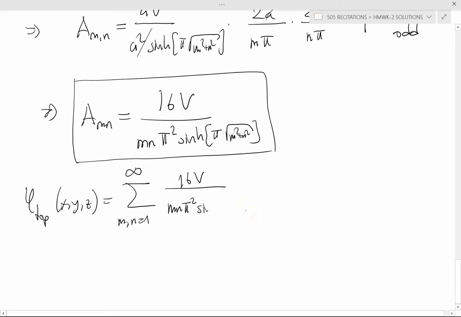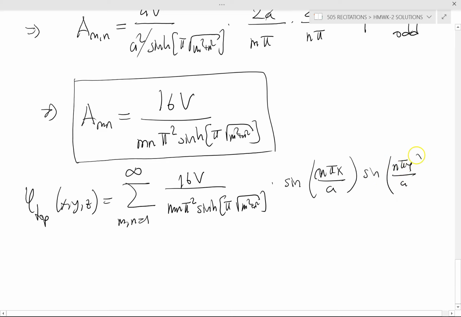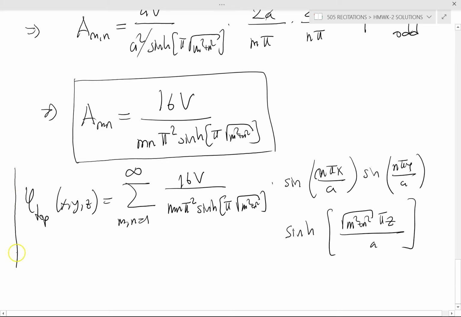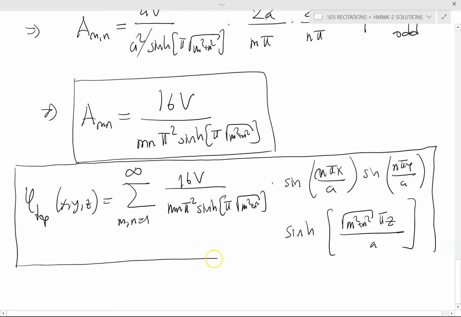Okay, and then sine m pi x divided by a, sine n pi y divided by a and sinh of root m squared plus n squared pi z divided by a. Okay, but remember this was the single component of it, but do not worry, we do not have to repeat all of it.